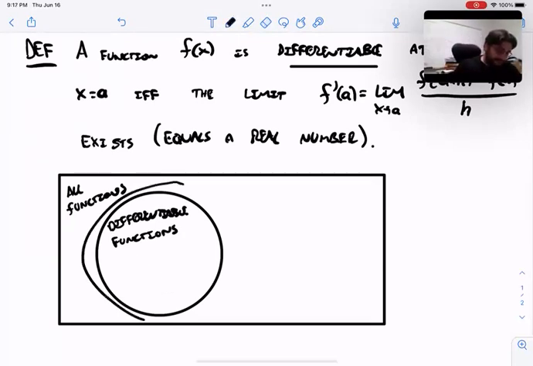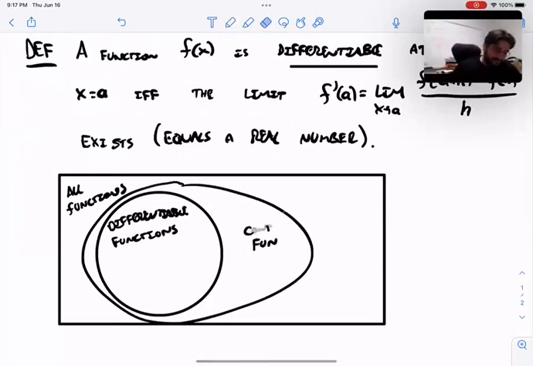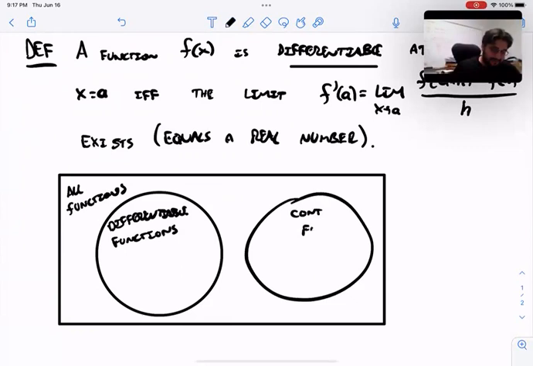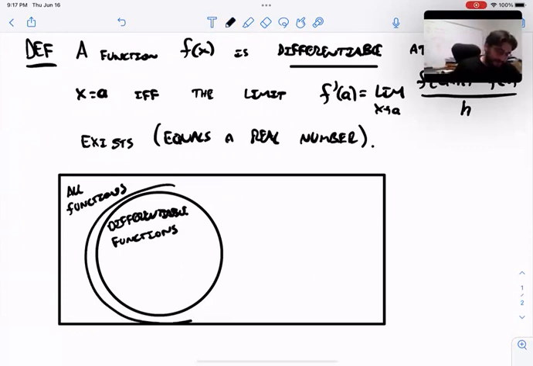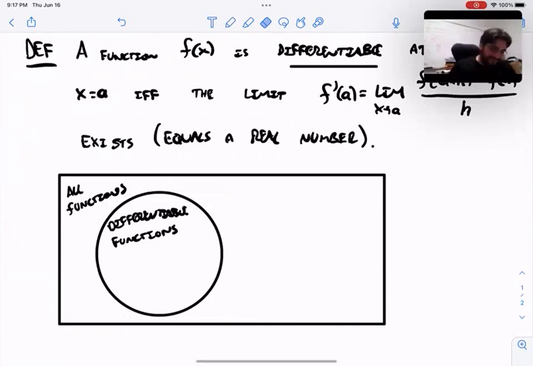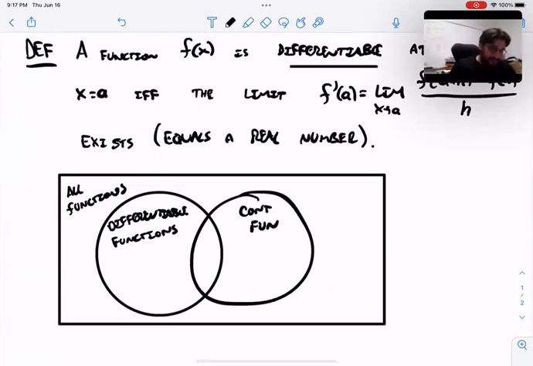Is the set of differentiable functions properly contained inside the set of continuous functions? Or maybe a function can never be both continuous and differentiable at the same time, right? These are all possible. Or maybe they're just sort of independent, right? Maybe you can have functions that are differentiable but not continuous, continuous but not differentiable, and maybe some that are both, and maybe some that are neither, right?